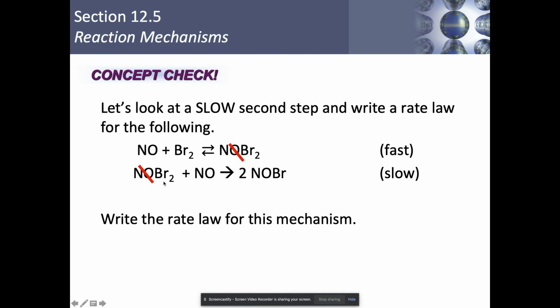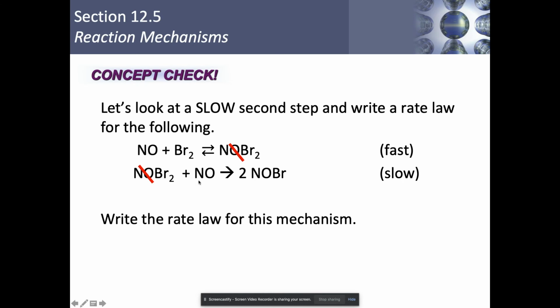NOBr2 is an intermediate. You can't have an intermediate in your rate law because intermediates don't appear in the overall equation. So great, now because it's the second step though, I have to go back. Now I have to look back. How did I make this NOBr2? Well, I made this NOBr2 from an NO and a Br2. Okay, great. So what would my overall reaction be?